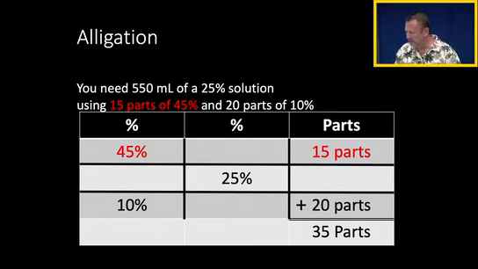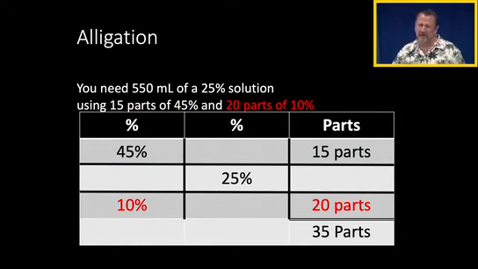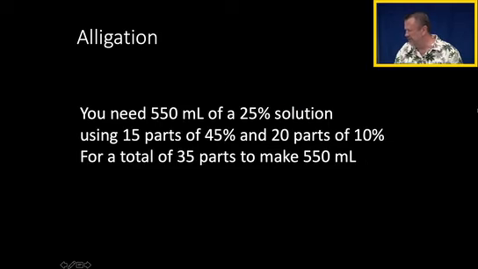So again, to belabor the point, we need 15 parts of 45%, 20 parts of 10%. And then this is figured out using the X. We put what we want in the middle. We have 45% up here, 10% down here. And if we take the 45 minus 25, we end up with 20 parts of 10%. We take the 25 minus 10, we end up with 15 parts up here. We add them together and end up with 35 parts.